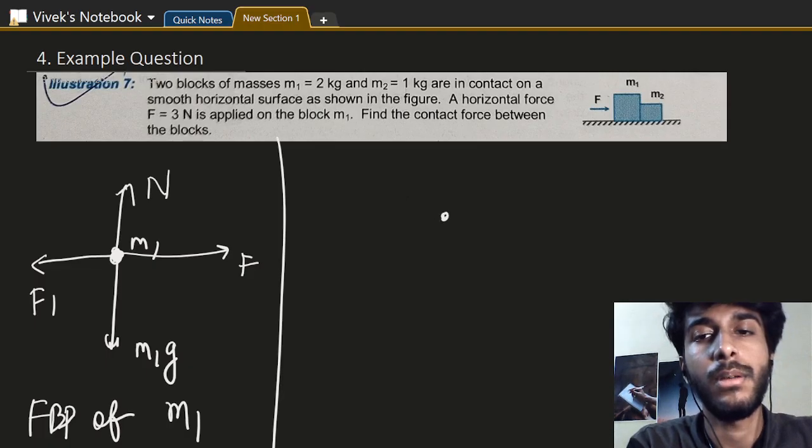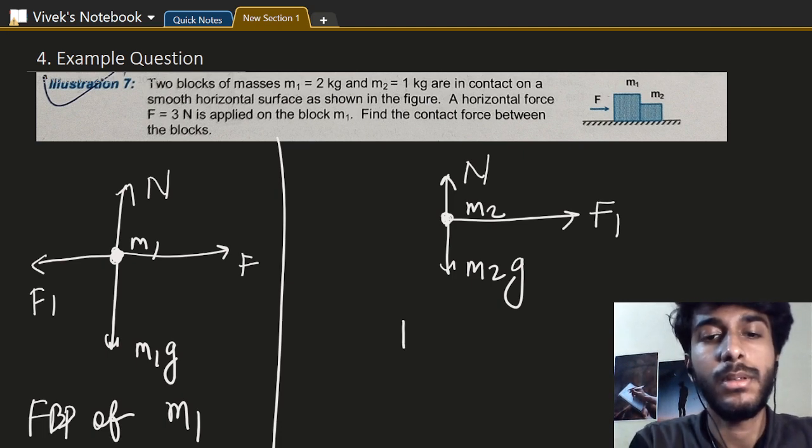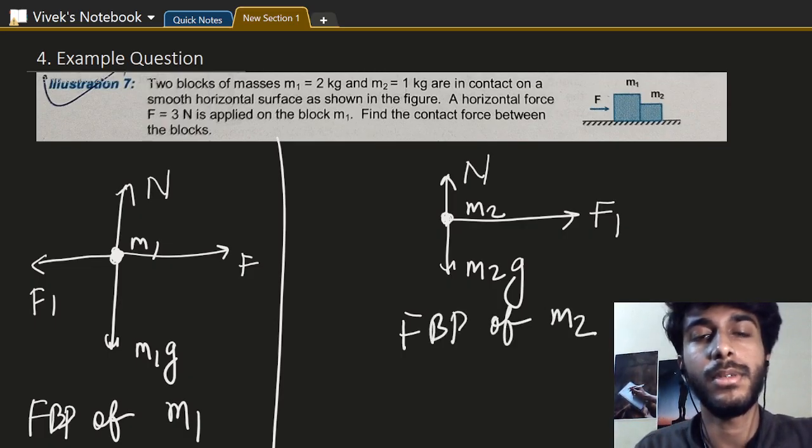Now we consider the free body diagram of m2. m2 also feels the gravitation force m2g. Also, it will have a normal reaction to balance that gravitation force, and in rightward direction the contact force F1 will be applied on it. So this is the free body diagram of m2. We are done with both of the free body diagrams. Now we have to find the contact force.